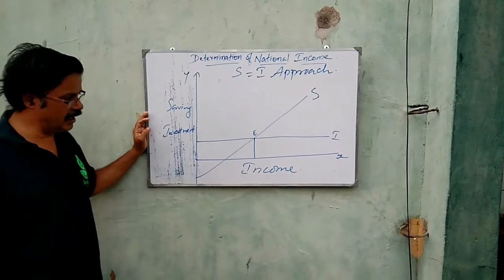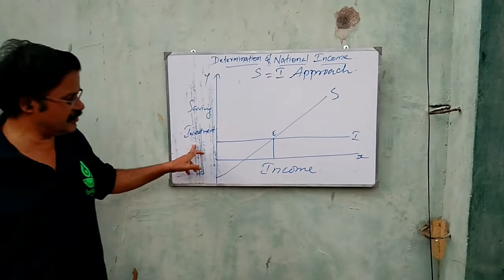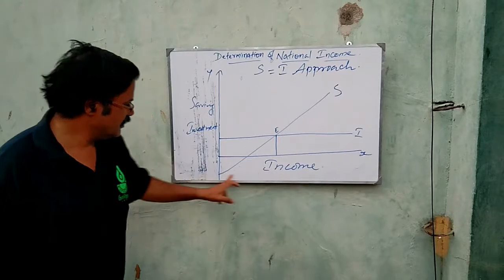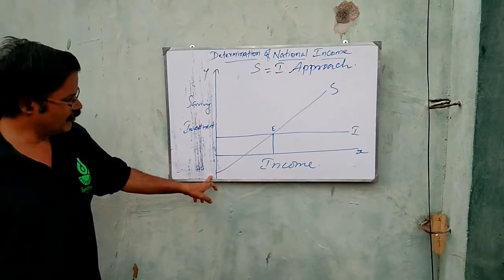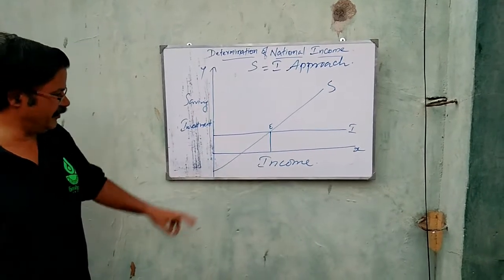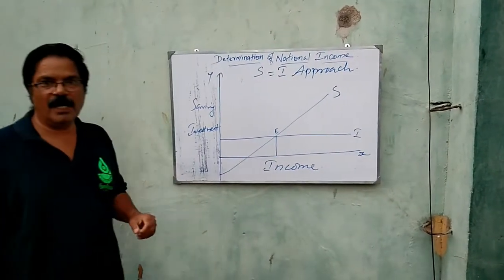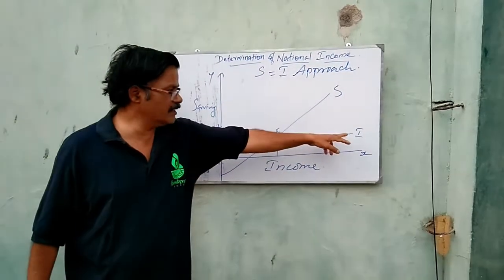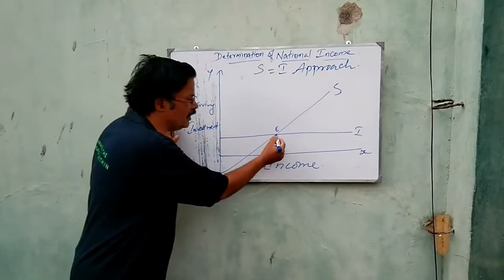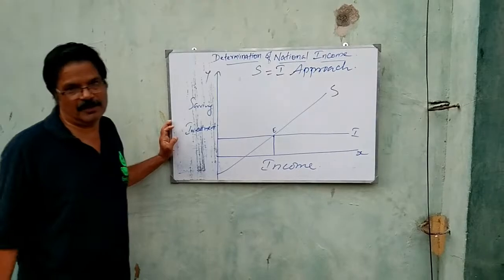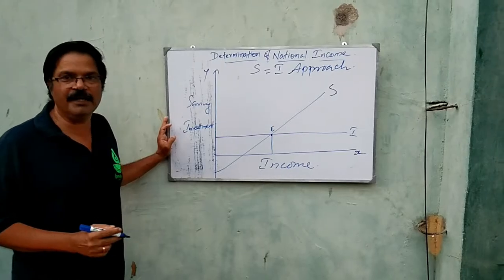Have a look at the diagram. Here, saving and investment are measured along the y-axis and income along the x-axis. S is the saving curve. It starts from the negative side of the y-axis because there is dis-saving when income levels are low. And I is the investment curve. I is constant at all levels of income. That is why the investment curve is a horizontal line parallel to the x-axis. At point E, S and I are equal. So at this point, the economy reaches the equilibrium level of national income.